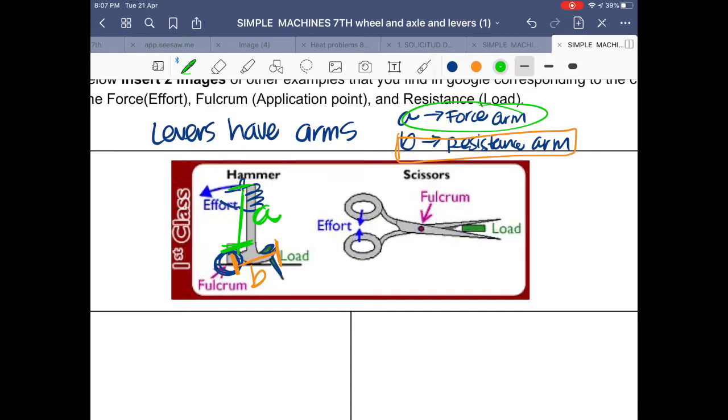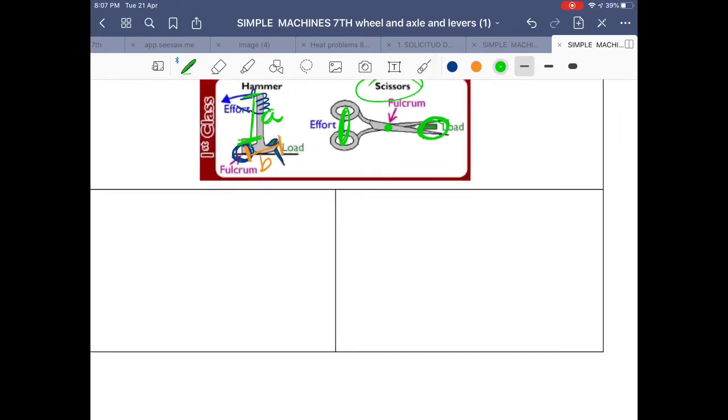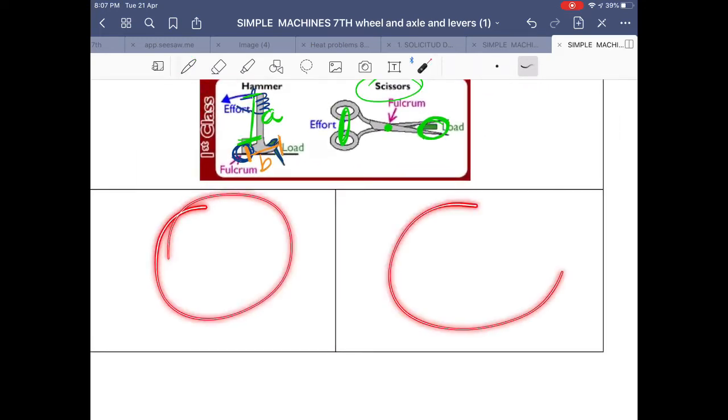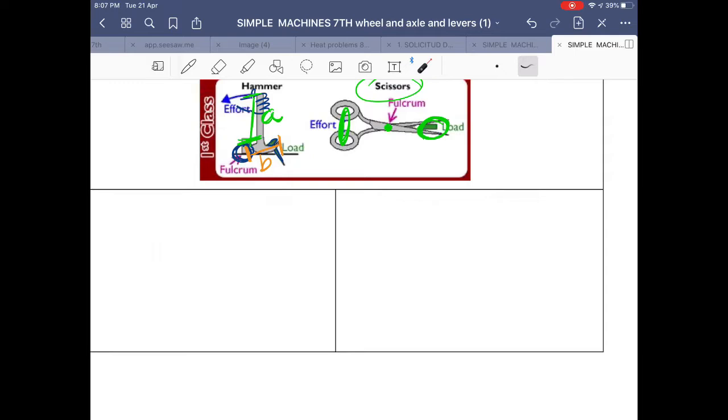Now, another example would be scissors. The load, or the object that you want to move, in this case is a piece of paper, the fulcrum or application point, and the force is applied right here. Now again, search for these images. 2 examples, and name the three different parts of a lever.